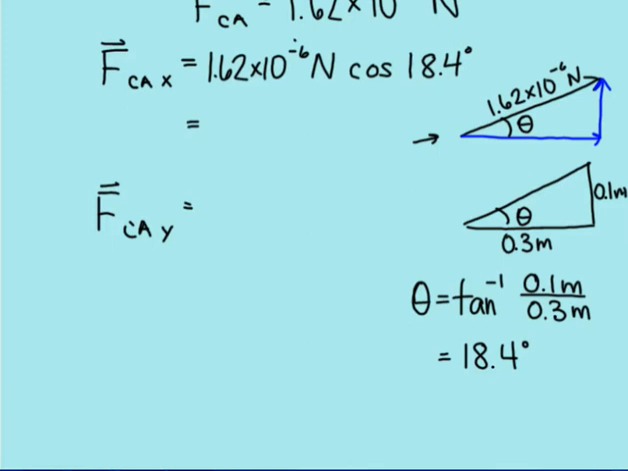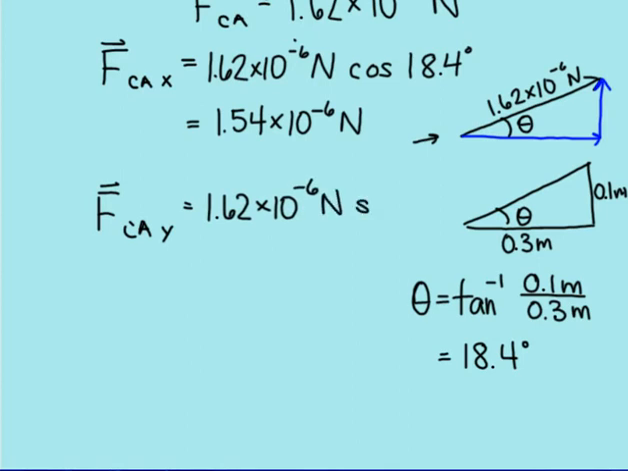When I plug that into my calculator, I get an x component of 1.54 times 10 to the negative 6th newtons. That is a positive x component because it's pointed to the right. Similarly, I'm going to find the y component, but in this case, I'm going to use sine instead of cosine. 1.62 times 10 to the negative 6th newtons times the sine of 18.4 degrees. And I'm choosing to use sine because the y component is the opposite component, and sine is opposite over hypotenuse.